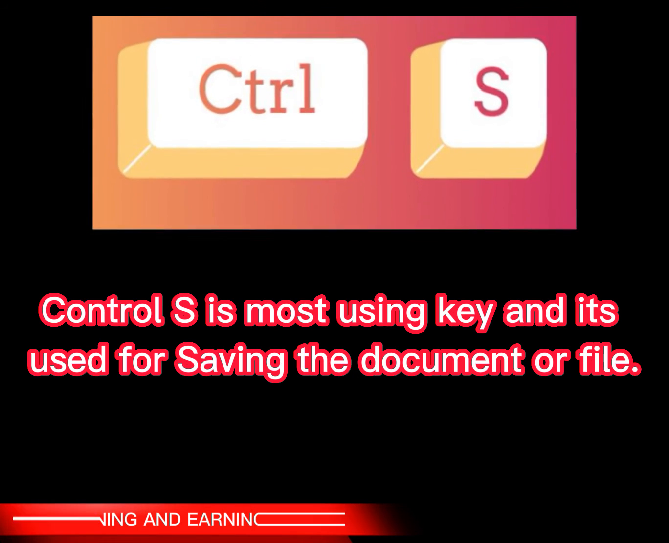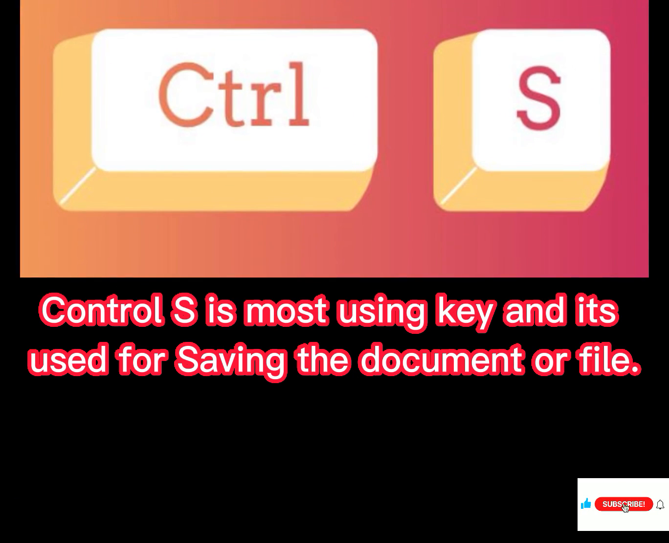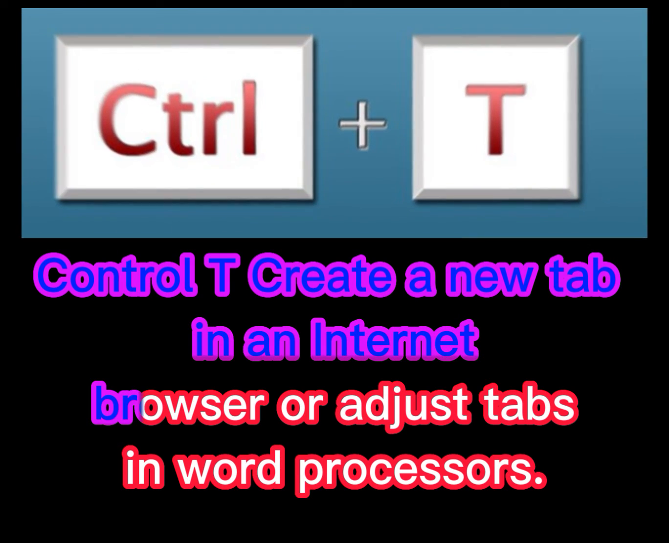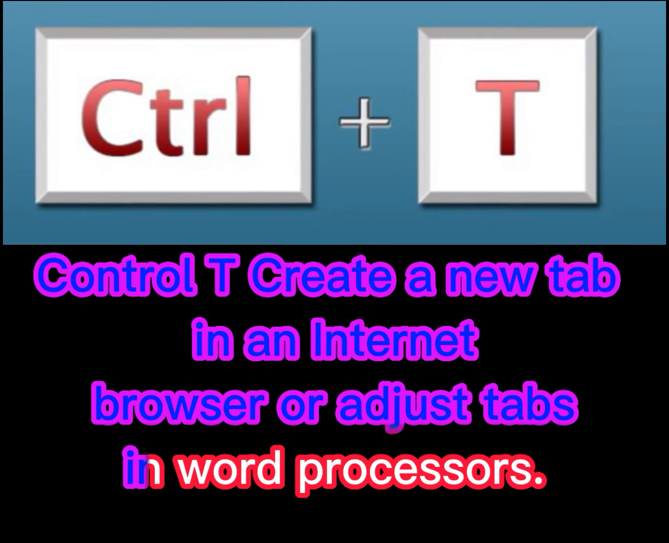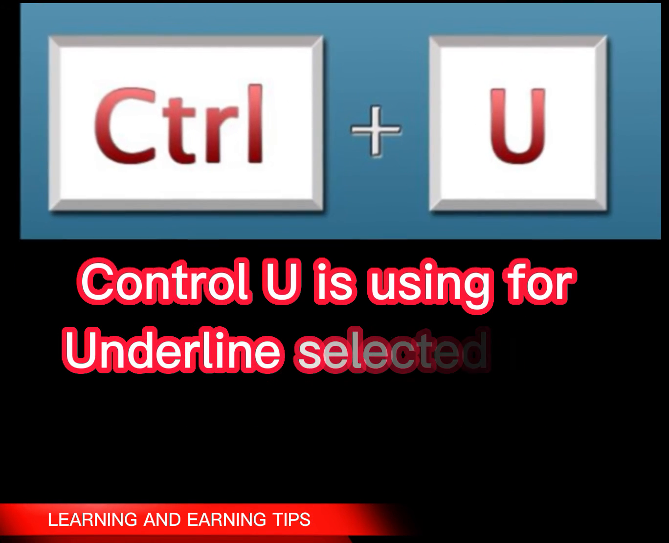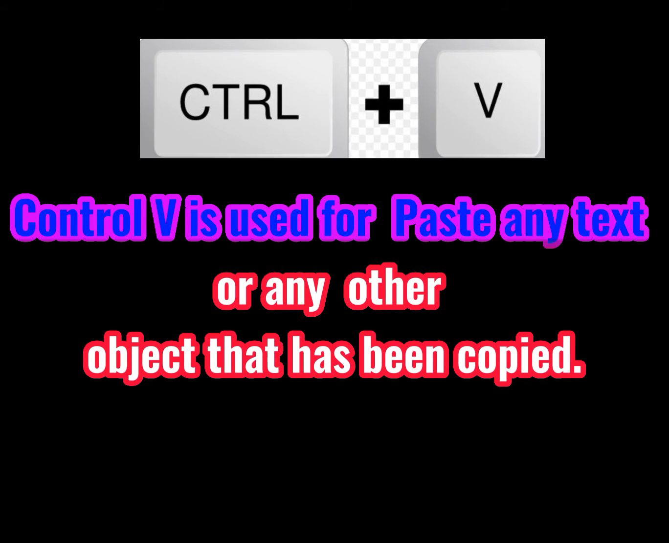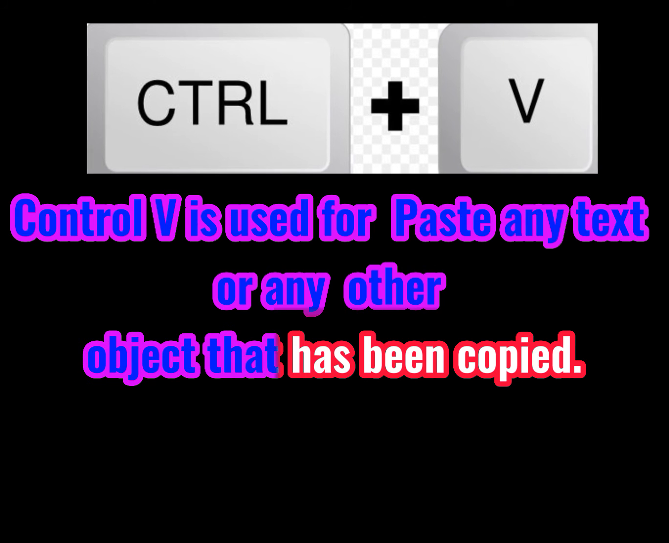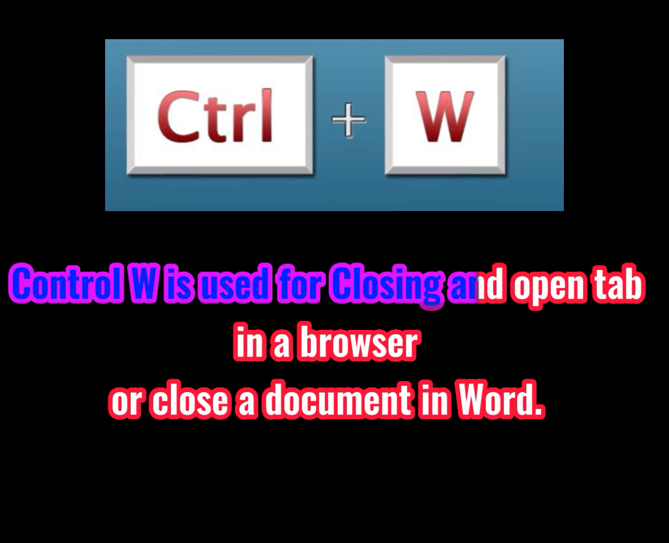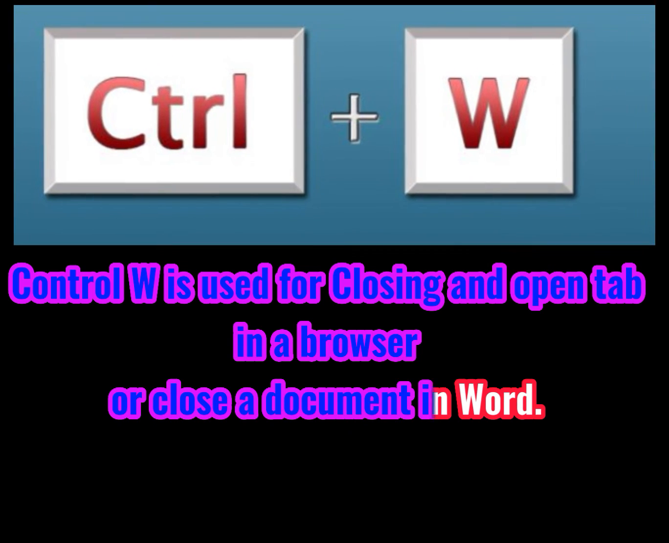Control S is one of the most used keys, and it's used for saving the document or file. Control T creates a new tab in an internet browser or adjusts tabs in word processors. Control U is used to underline selected text. Control V is used to paste any text or other object that has been copied. Control W is used for closing an open tab in a browser or closing a document in Word.